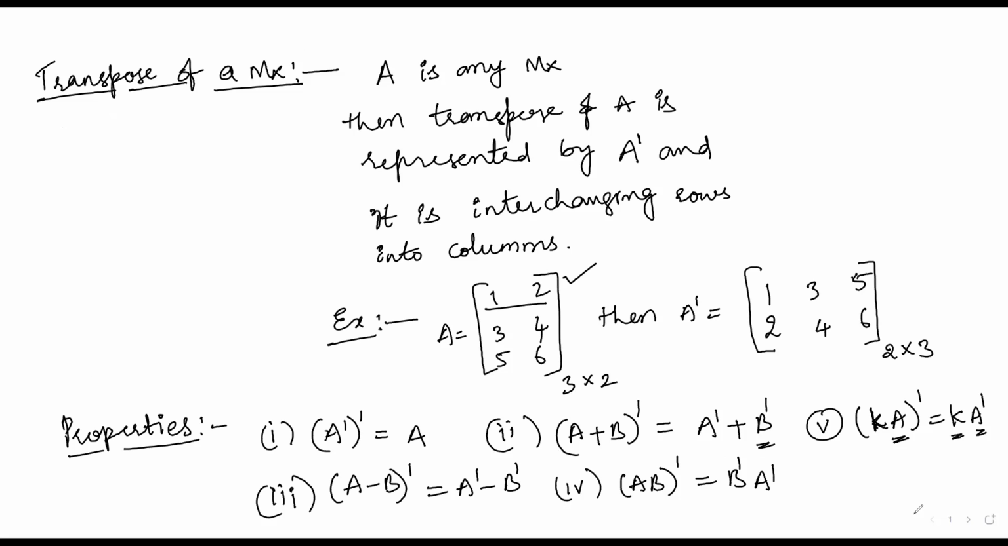Transpose means you have to interchange rows and columns. If you change rows into columns, columns automatically become rows. This row is a column, right? And a column becomes a row. That means interchange of rows into columns or columns into rows. Any one thing you can do.